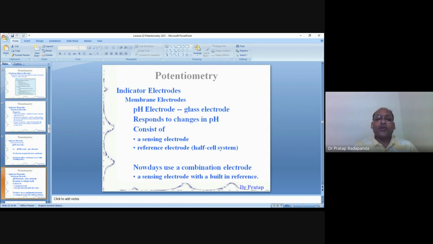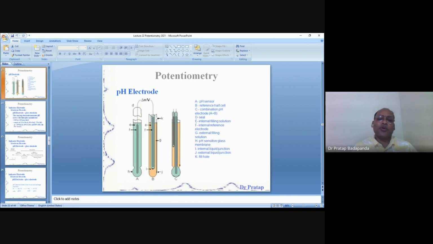Next, the membrane electrode. The pH electrode, as a glass electrode, responds to the change in pH and consists of a sensing electrode and a reference electrode, a half-cell system. Nowadays we use a combination electrode, with the sensing electrode and the reference electrode built together. Okay, now this is the pH electrode. You see that a pH electrode contains, now go through this diagram and its labels.